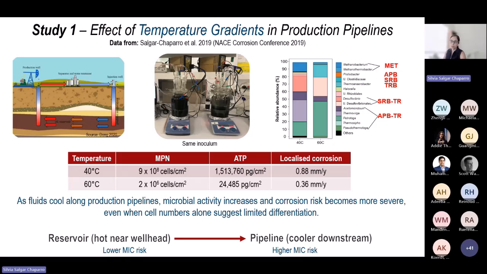Then I looked at the microbial concentration and the activity numbers of the biofilms, and I can see clear differences. At 40 degrees, there is an increase in the number of cells and the activity level, which in the end resulted in a higher localized corrosion rate triggered by this microbial community, which was more than double the corrosion rate triggered by the community living at 60 degrees. So in this specific case, as fluids cool along the production pipeline, the microbial activity increases and the corrosion risk becomes more severe in this condition.